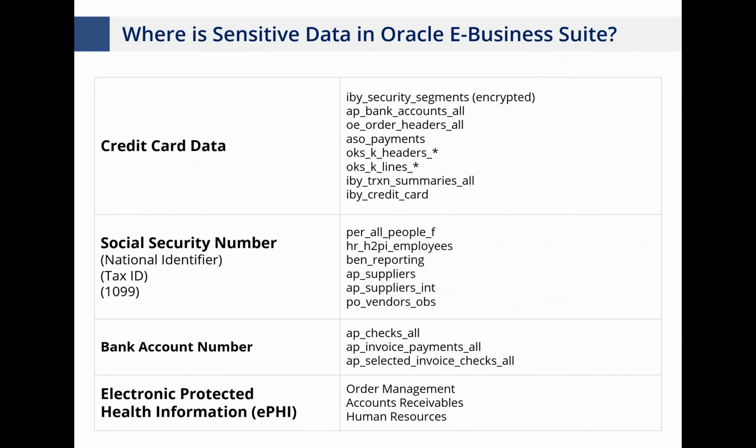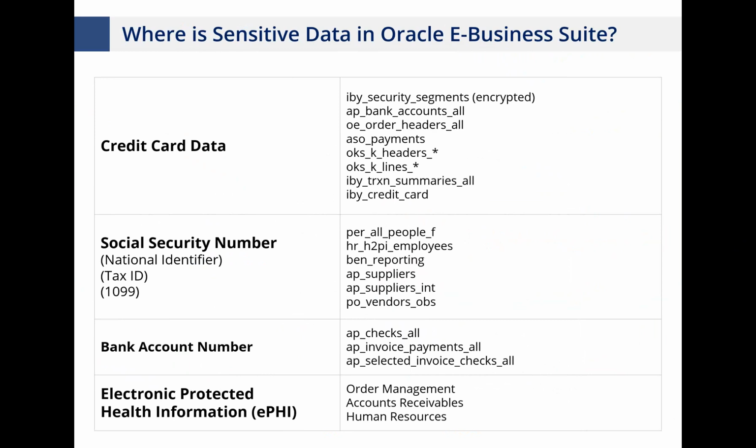For credit card data, if you're running the latest version of Oracle E-Business Suite, it should be in an IBY security segment. However, if you're running older versions or you did upgrades over time, you may have credit card numbers in a large number of tables. As you can see, this list of tables, it should be in an IBY security segment, but we often find it in these other tables because you may not have upgraded, you may have older versions. There are a lot of reasons that it may be in those places.